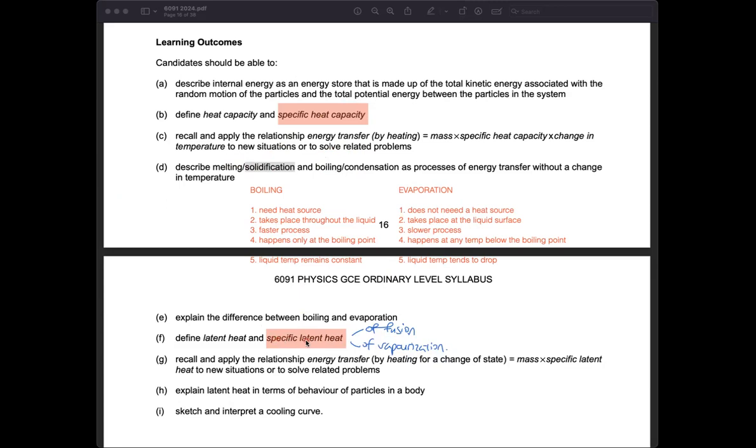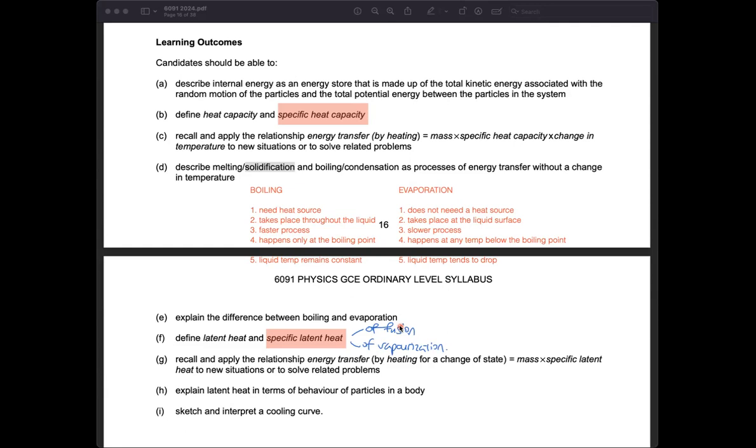So what is the specific latent heat? It is the amount of energy required to, in this case, melt or solidify 1 kg of the metal. Is that clear? Okay, so specific latent heat of fusion means the amount of energy transferred to change a substance between a solid and liquid state at a constant temperature. Clear so far?